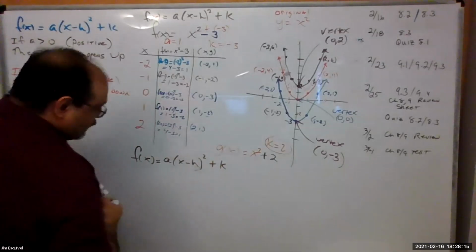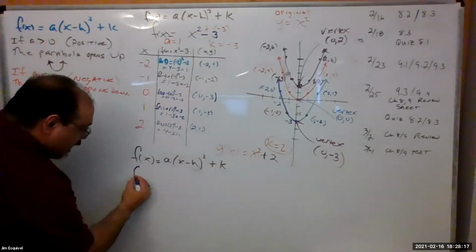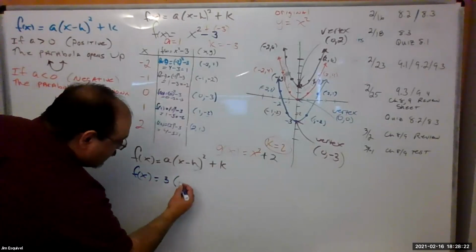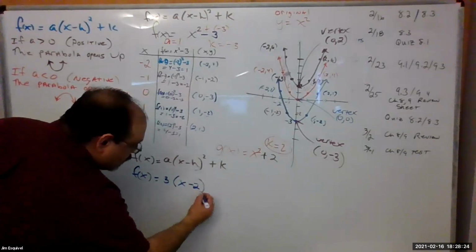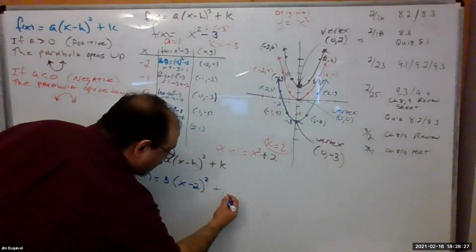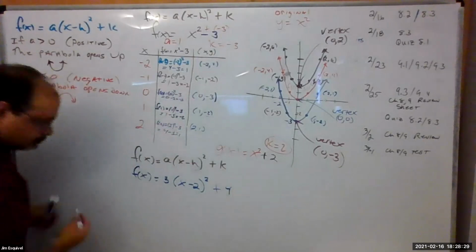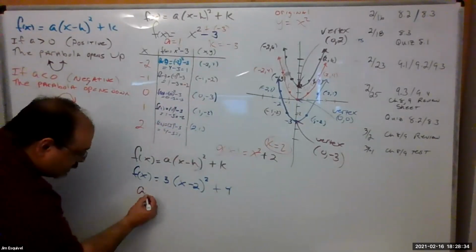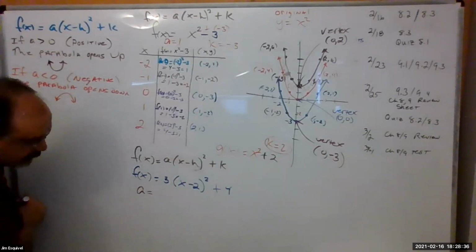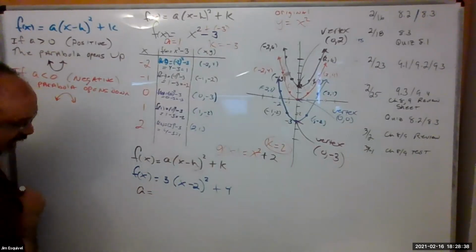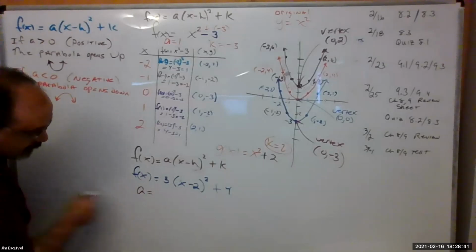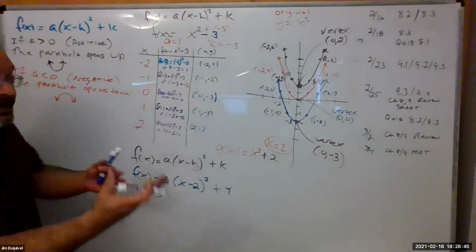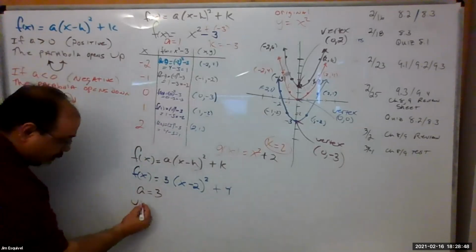And if I just gave you f of X equals 3 times X minus 2 squared plus 4, and I said, all right, what's the A? Out of the lineup, what's the A? 3. A is +3. You would need to make a conclusion. This is going to open up.